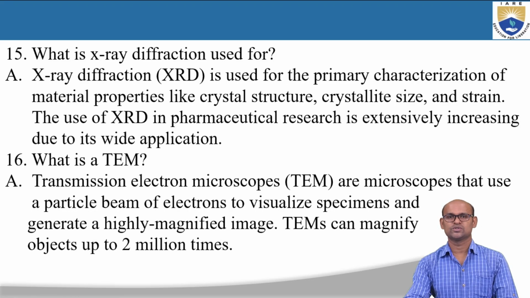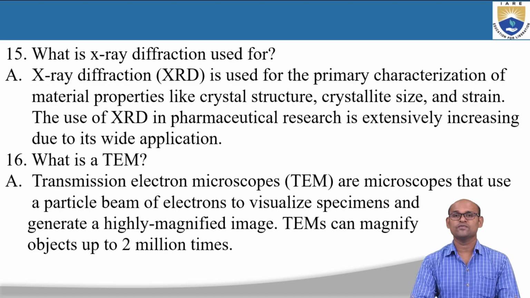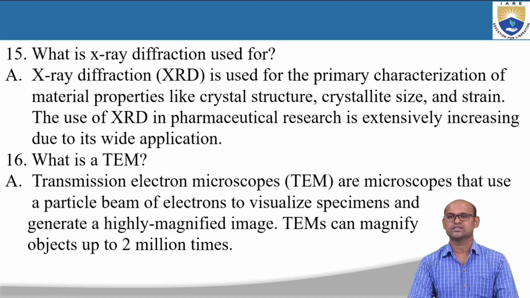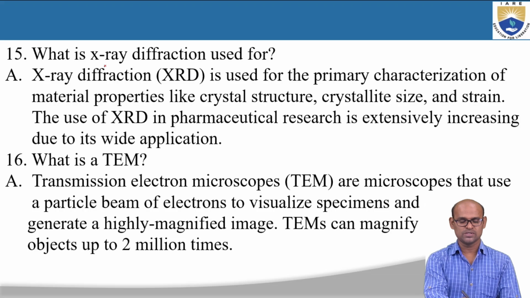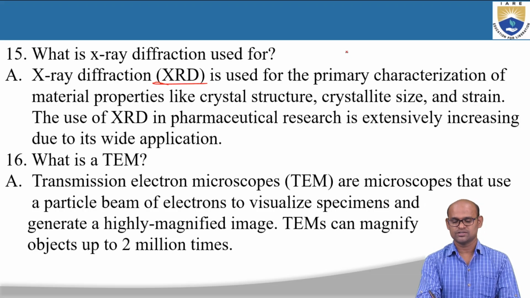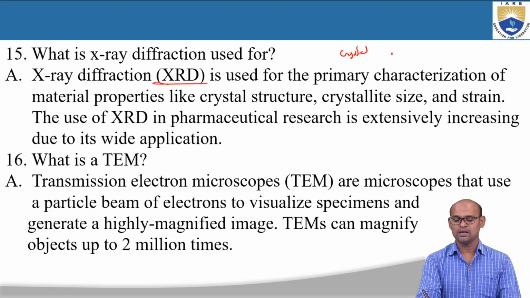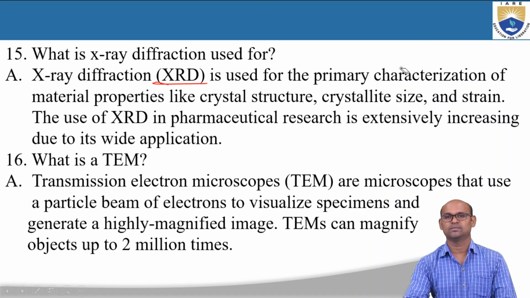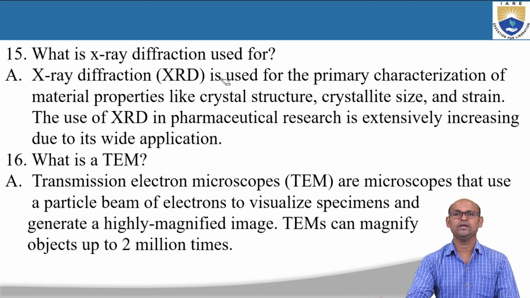What is X-ray diffraction used for? X-ray diffraction is used for the primary characterization of material properties like crystal structure, crystallite size, and strain. The use of XRD in pharmaceutical research is extensively increasing due to its wide application. You can use XRD to characterize whether the material is crystalline or amorphous. The non-crystalline materials are called amorphous. So you can use this XRD technique to characterize whether the given material is crystalline in nature or amorphous in nature. This is the primary application.